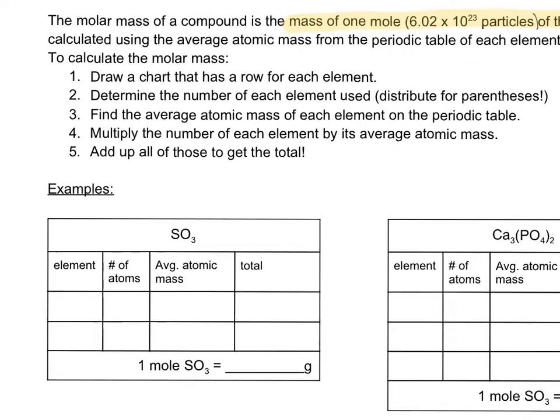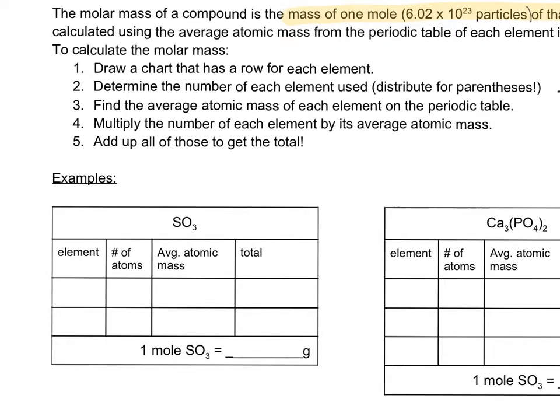So we're going to look at this first one here, SO3, as an example. SO3 has 2 elements. It's got sulfur and it's got oxygen. So step 1 is drawing a chart. The chart's already drawn for you. Cool. And then we're going to determine the number of each element that is used. So we've got 2 different elements here, sulfur. I'll write down sulfur here under element. And we've got oxygen. You can tell from the subscripts, sulfur doesn't have a subscript, so it only has 1 atom. And oxygen has a little subscript of 3, so it's got 3 atoms.